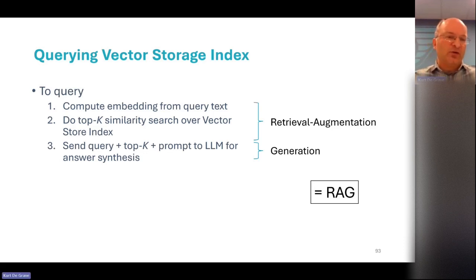And so you found those top k or approximate top k, and you put them in the prompt along with the user query. And then the LLM will synthesize an answer from the assembled chunks. So you do retrieval to augment the generation. Retrieval augmented generation. RAG.